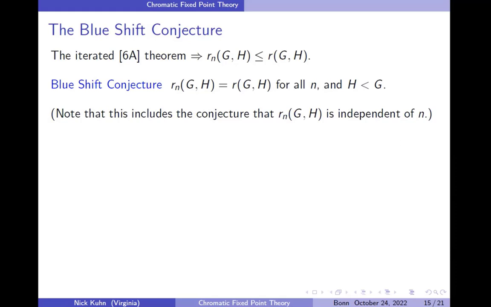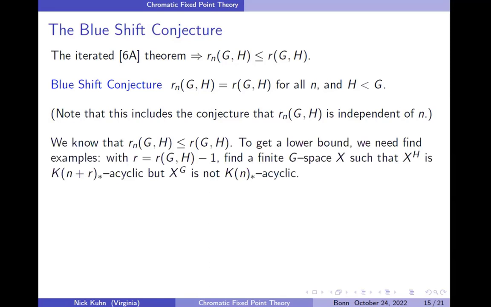That's right. We'll see exactly. I'll talk about that. So we know that this is true. Okay. So let's say you wanted to show R(G,H) was exactly right. You need to find examples, right? You have to find, with R being a smaller number, let's say subtract 1 from that, you need to somehow out there find a G-space X such that the H fixed points are acyclic in K(n+R), and the G fixed points is not acyclic, right? So you want to find these counterexamples, okay?